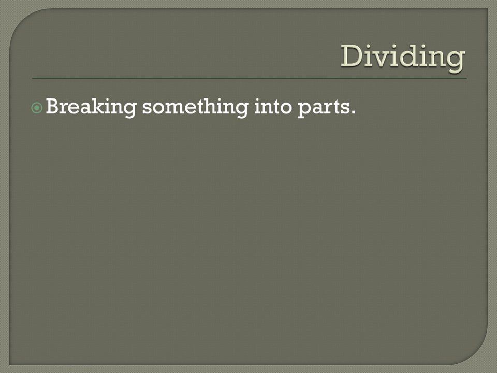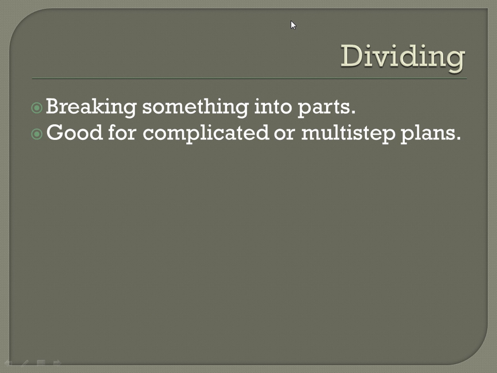All right, next strategy is dividing or division. All you really need to know is that dividing is breaking something up into parts. That's the key to it, is breaking something up into parts. This is a good strategy for complicated or multi-step plans. If you have a complicated plan or something that involves a lot of steps, you should divide it up into those individual steps, right, to get that point across to the reader that, hey, here's all the steps that you need to know.